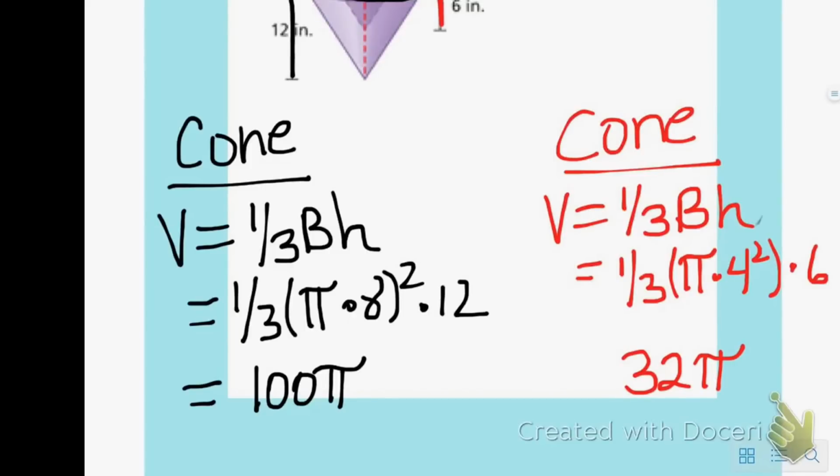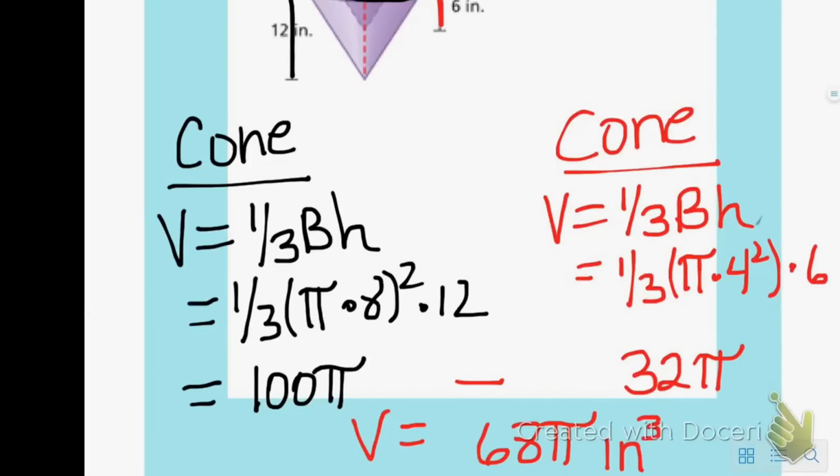And since I'm going to take the smaller cone out of the larger cone, I want to subtract instead of add. So 100 pi minus 32 pi is going to give me a total of 68 pi. And that's going to be my volume. I could also include my dimensions here. That would be inches, and volume is always to the 3rd power, cubed.